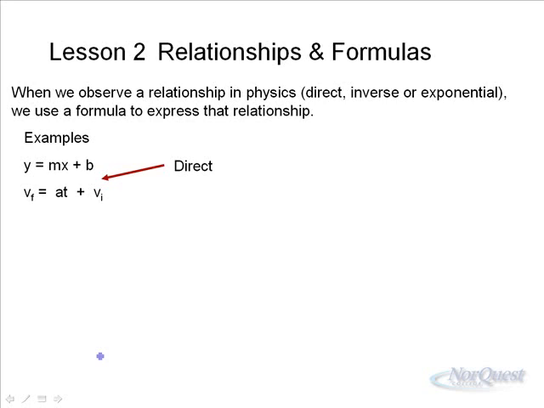Okay, so that's an example of direct. When you talk about two planets and the gravitational pull that they have on each other, or the attraction, this is an example of an inverse relationship. The closer the planets are, the greater the pull. The further apart the planets are, the less the amount of pull.